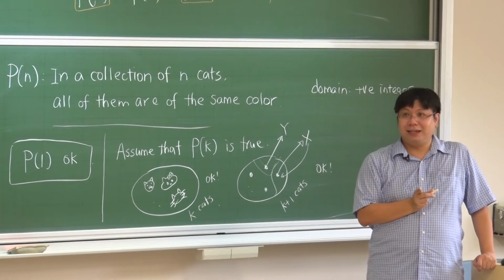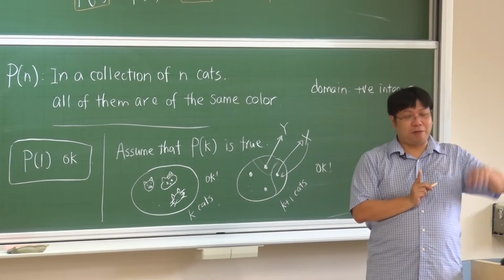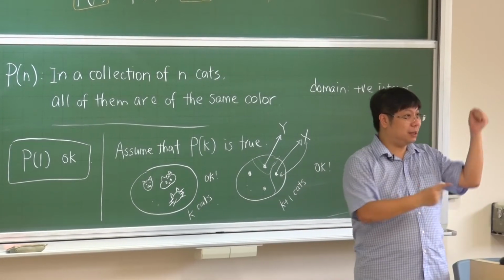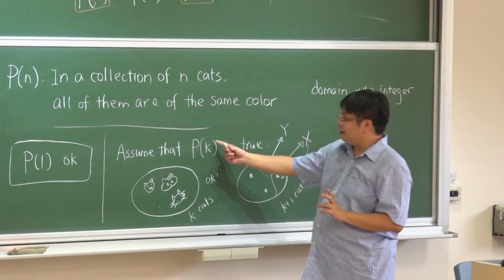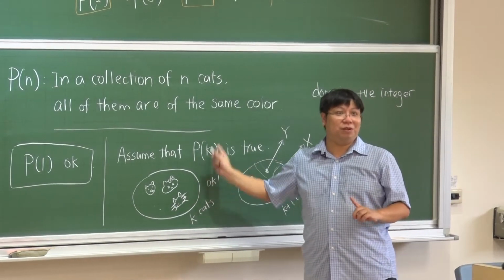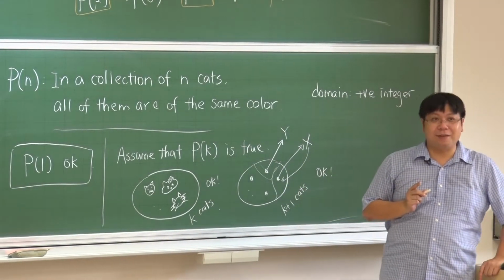OK. So I have P1 true, PK plus 1. PK implies PK plus 1, then it's still OK. So, OK, not exactly the assumption, but close, something close.